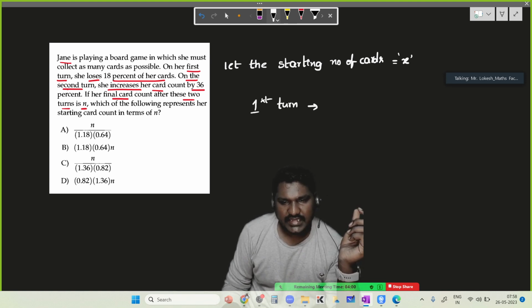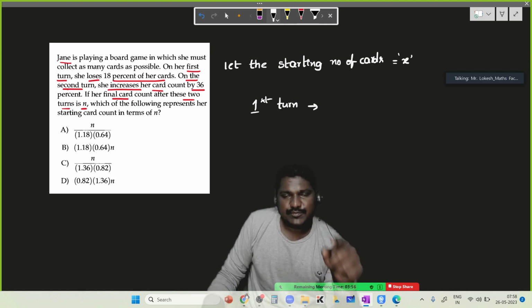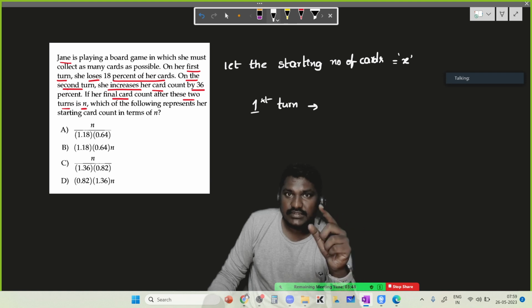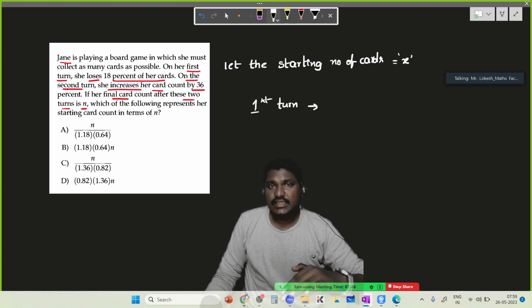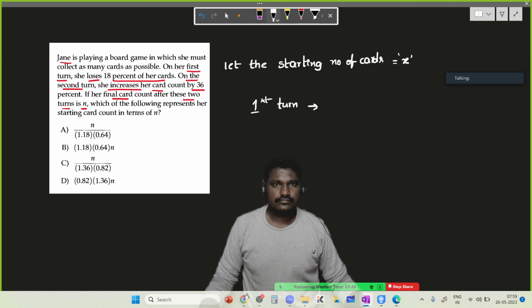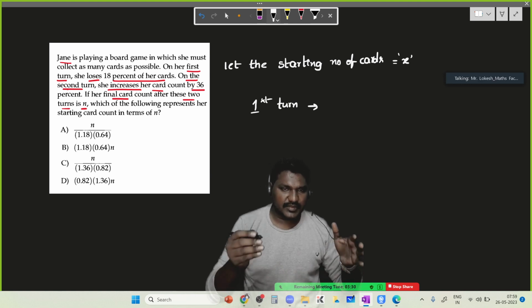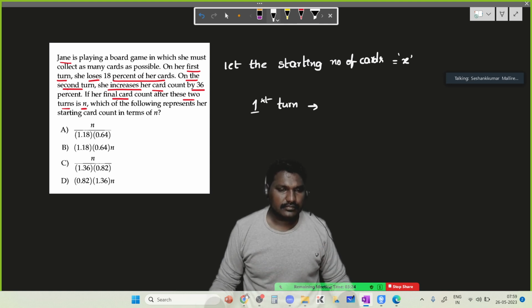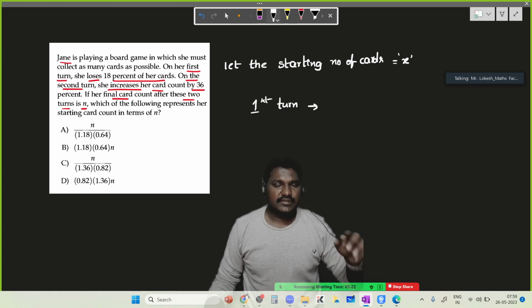she loses 18%. As I told you in the previous problem, if the percentage is decreased by 20%, with which factor do we have to multiply to get the final value? If the percentage is decreased by 20%, we need to multiply with 0.8. Exactly.